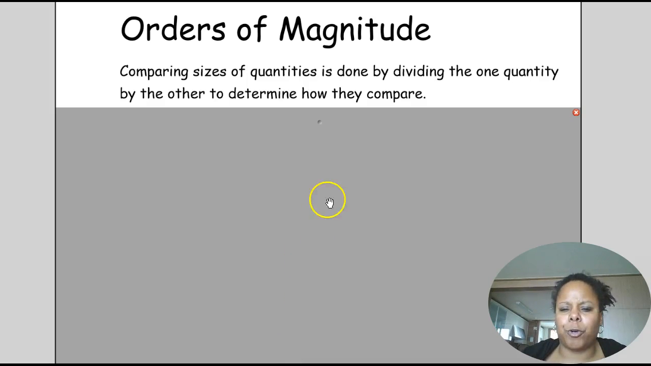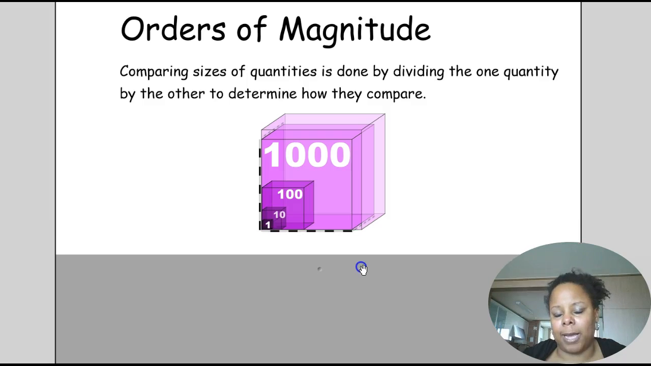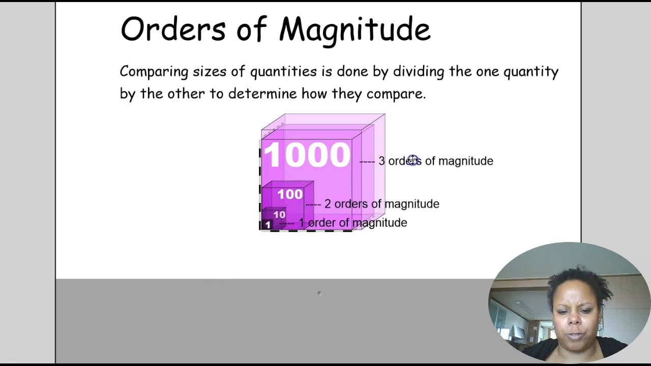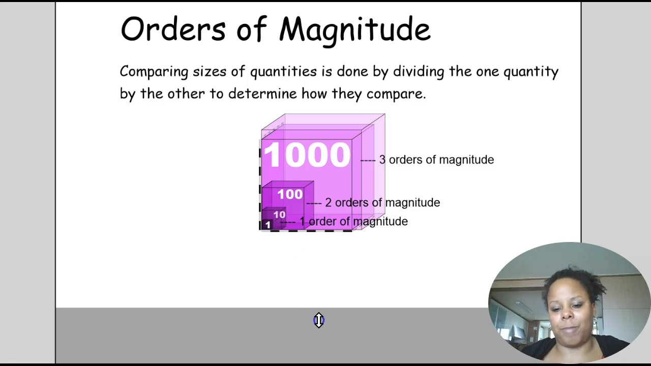So in order to figure out the order of magnitude, we do the same thing that we do with any ratio: we divide one by the other. If the result of the division is 10, then it's an order of magnitude of order 1. If the result of the division is 100, then it's 2 orders of magnitude. And if the result of the division of the two quantities is 1,000, then it's 3 orders of magnitude. Do you get the trend? So if it was 1,000,000, it would be 6 orders of magnitude.